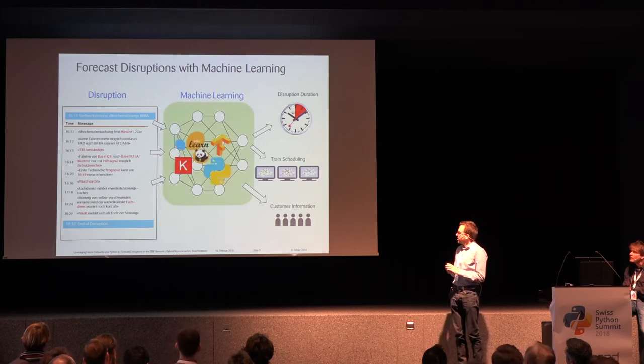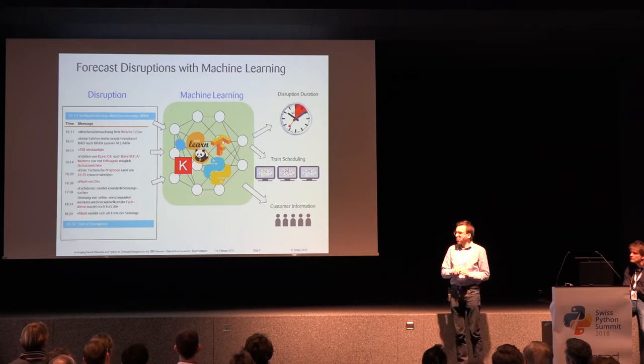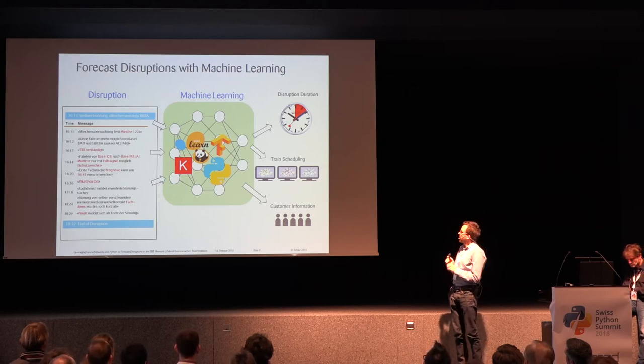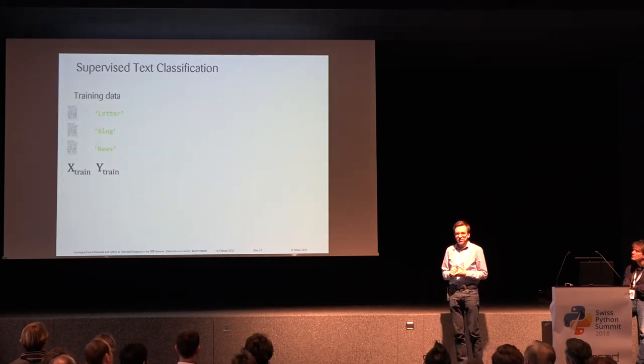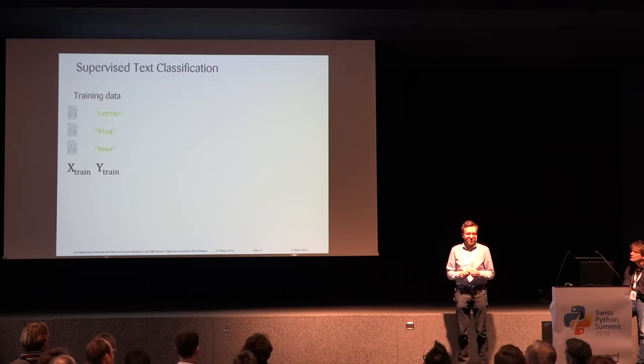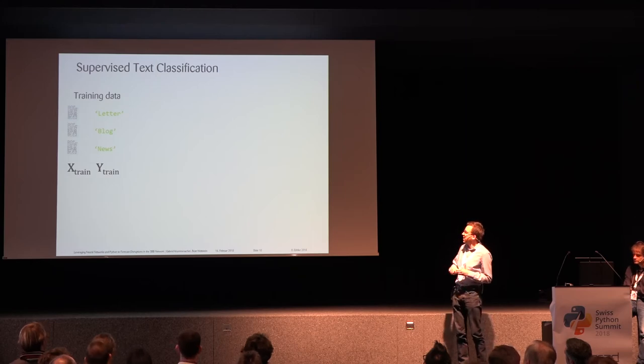Okay, so the remainder of this talk is going to be about this middle part and how we used Python, TensorFlow, scikit-learn, Keras, and Pandas mostly to solve this problem. So I'm briefly going to introduce supervised text classification because this is how we framed the problem. So for a moment, forget about trains.